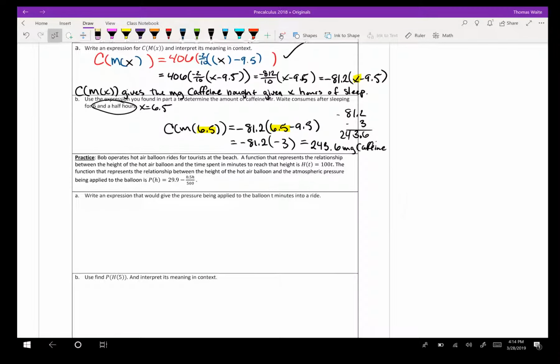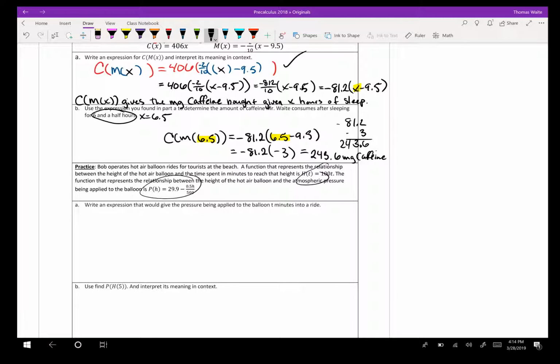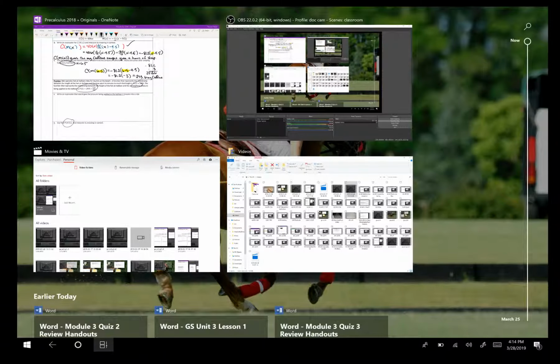So again, there's a practice problem below. It gives us the two equations. It says write an expression that is going to give you certain values, so we've got to come up with our composition. And then it says use that expression to find a specific value. So again, try this out, and then check your answers on the answer key just below this video.